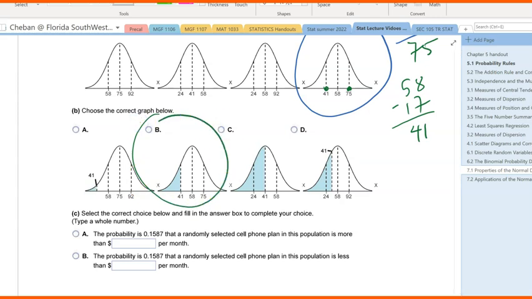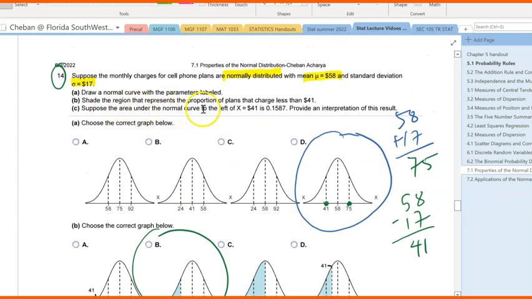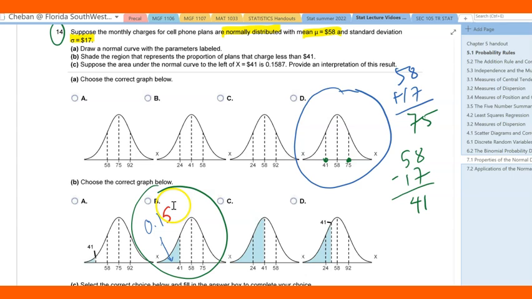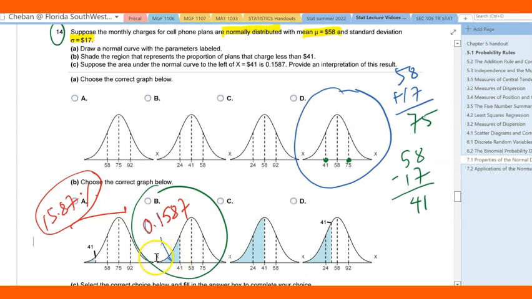Part C. What's part C? Suppose the area under the normal curve to the left of x equals $41 is 0.1587. This tells you, hey, this area is 0.1587. Okay, and in other words, as a percentage, this is going to be 15.87%. In other words, the total area under this curve on this portion is almost 16% of the total. Okay, that's what that means.